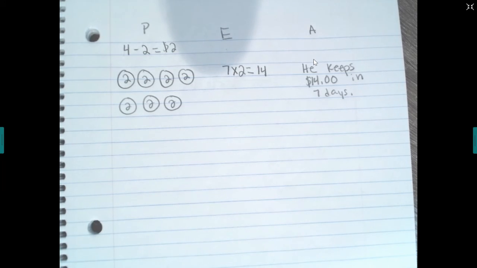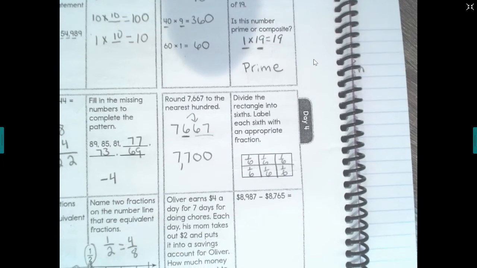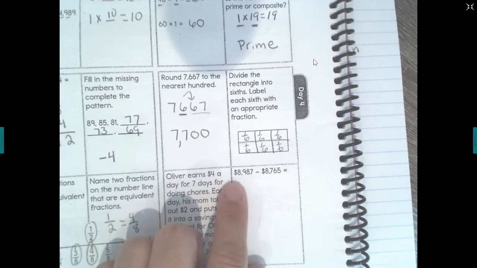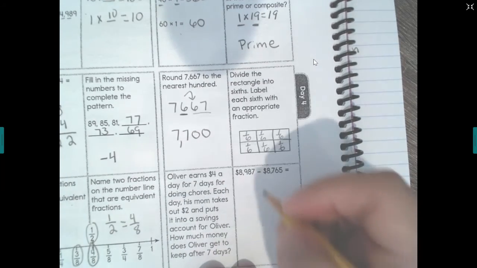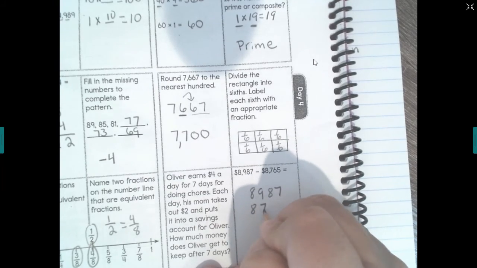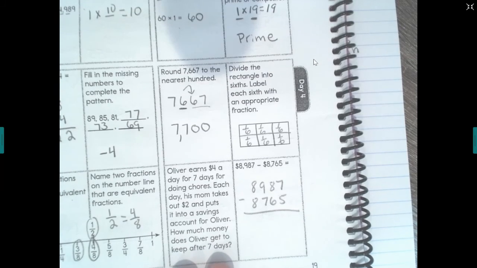All right, so let's look at our last problem. It's a subtraction problem, and I'm going to stack the numbers on top of each other. The first number is the largest number, so that needs to go on top when you're subtracting. I'll add my $ sign at the end.